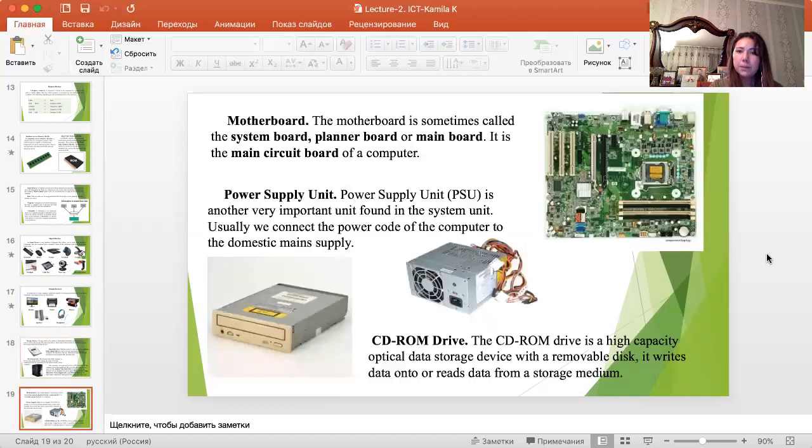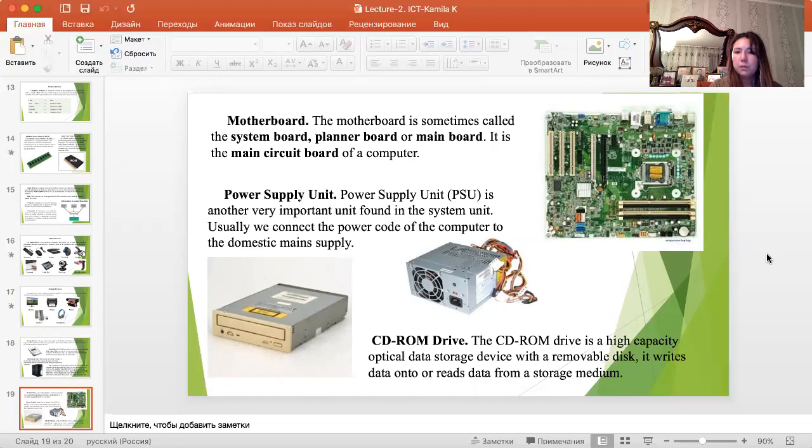Motherboard. The motherboard is sometimes called the system board, planar board, or main board. It is the main circuit board of the computer. Power supply unit. The power supply unit is another very important unit found in the system unit. Usually we connect the power cord of the computer to the domestic mains supply.